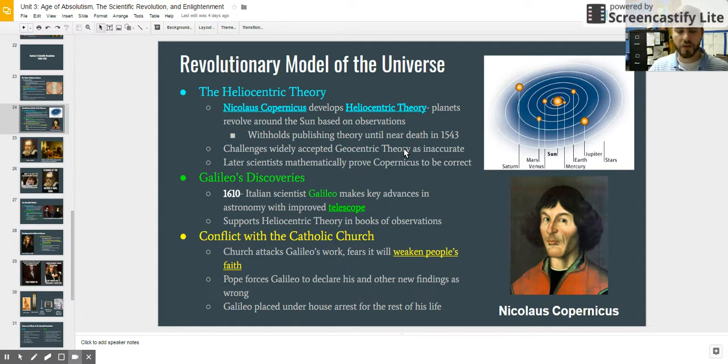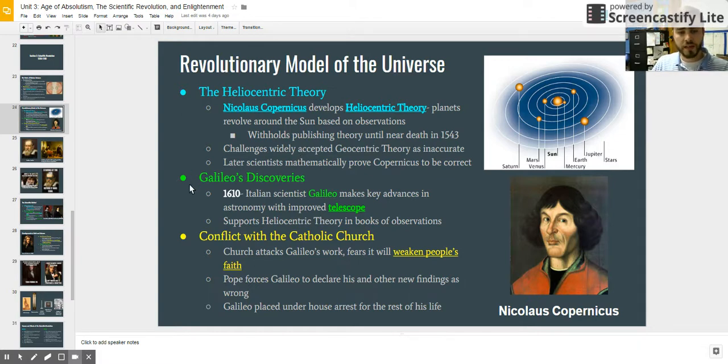And Copernicus, although he did make observations, could not mathematically and scientifically prove his theory. He also knew that the Catholic Church would not like it. So he actually withheld his heliocentric theory until right before his death in 1543, and then he published his book. Basically, he did this because he knew that the Catholic Church was most likely going to excommunicate him or possibly worse. And so he held on to that until right before he died. Later on, scientists are going to prove Copernicus is right, but they did not know that at the time.